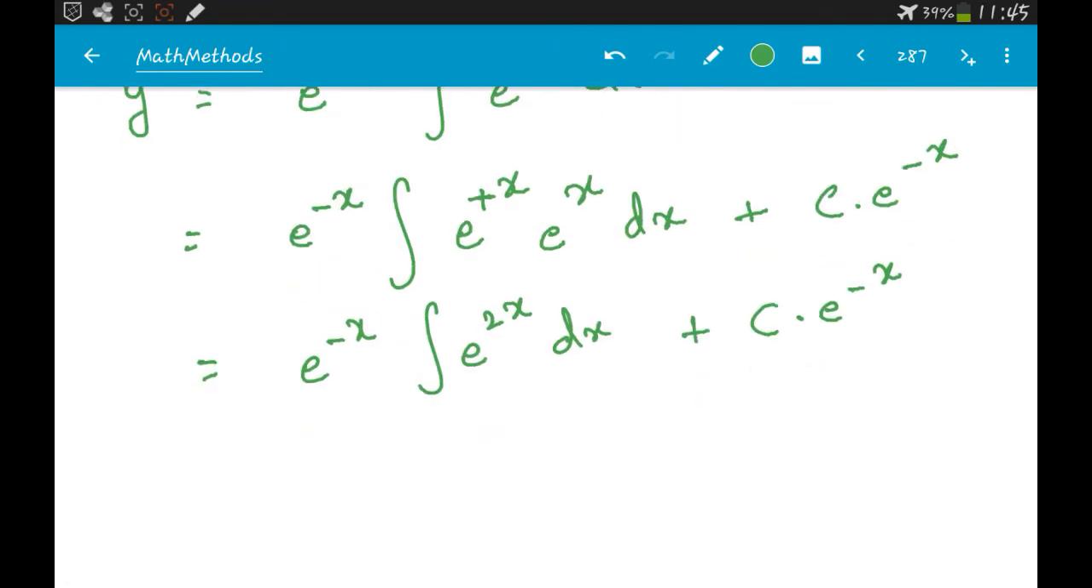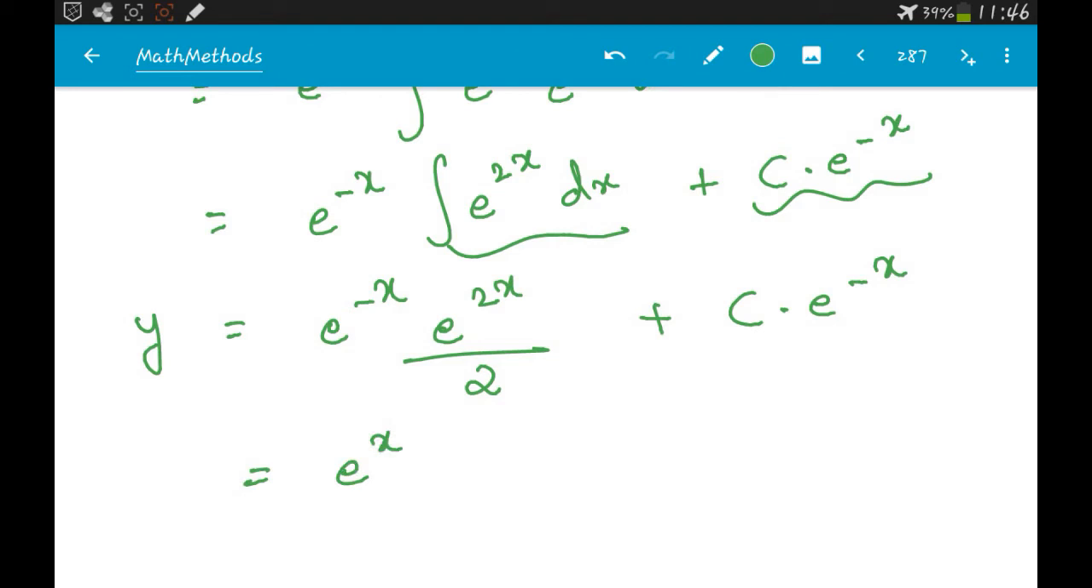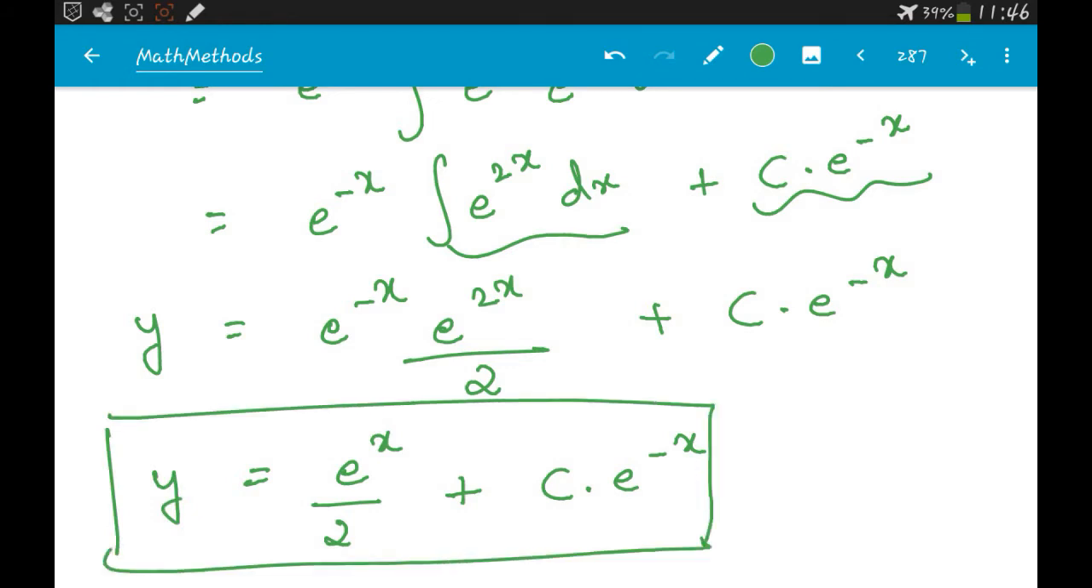Remember, if you are doing a definite integral, if you have been given conditions for a definite integral, then you won't have this integration constant, because that constant will be computed as you are doing the definite integral. Now y will be e power minus x times the integral, which is e power 2x by 2, plus c e power minus x. So you get e power x by 2 plus c into e power minus x. So this is the solution for y.